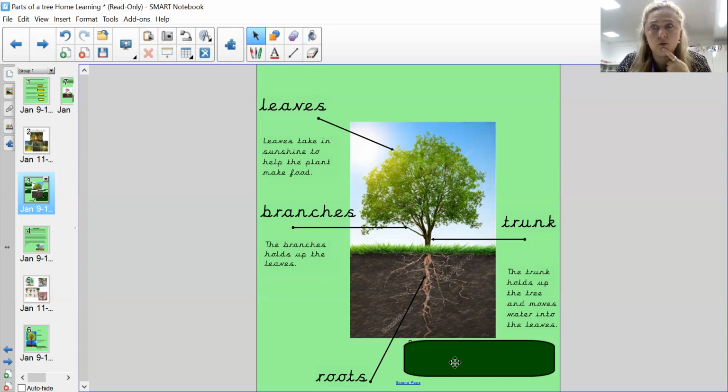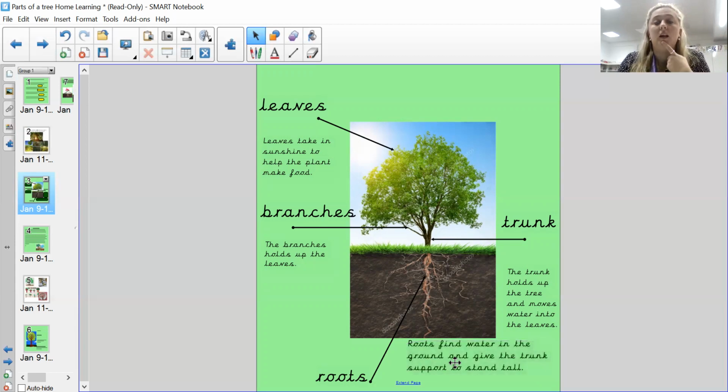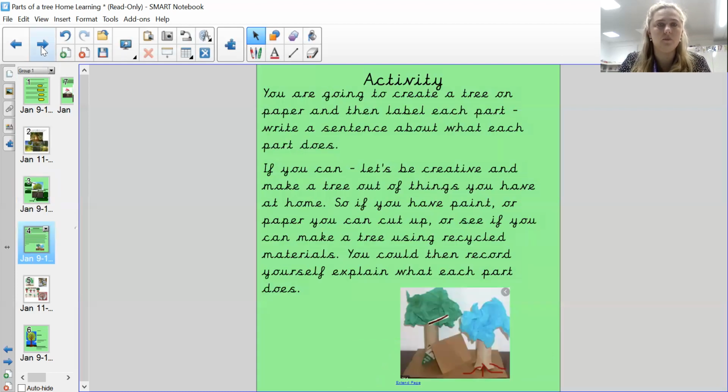Now, flowers had roots too, didn't they? I wonder if they do the same thing. They do. They find water and food in the ground and they support the tree and hold it up. They do exactly the same as the flower, but they are much, much bigger. So now we know what all four things do.